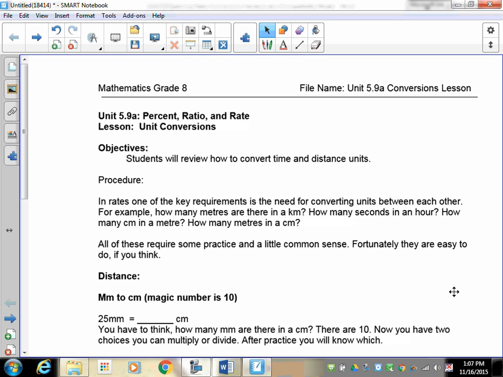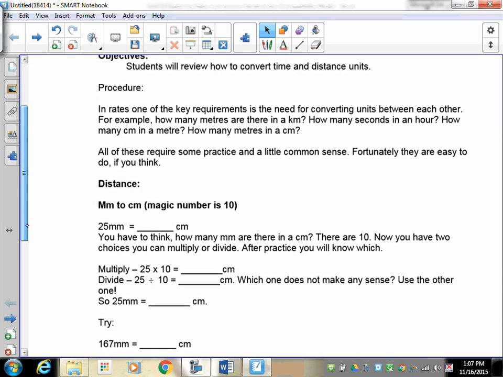So in rates, one of the key requirements is the need for converting units between each other. For example, how many meters are there in a kilometer? How many seconds in an hour? How many centimeters in a meter? How many meters in a centimeter? All of these require some practice and a little common sense. Fortunately, they're easy to do if you think. So I'm going to tackle these one at a time.